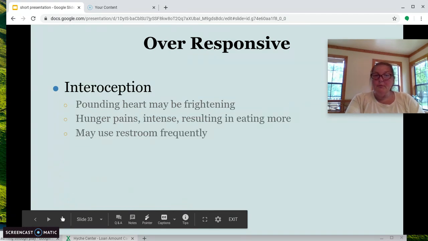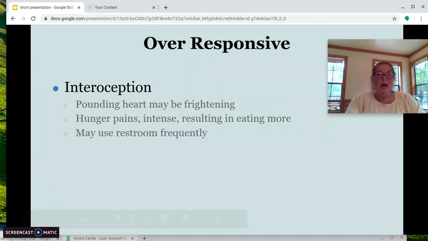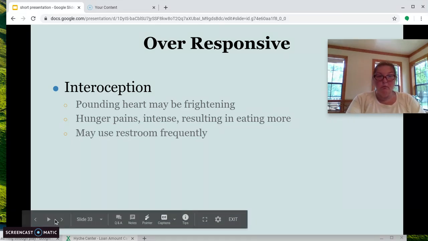And then our interoceptive. These kids may eat or drink constantly because those hunger pains are scary. They may also use the restroom frequently to avoid that feeling of their bladder being full.